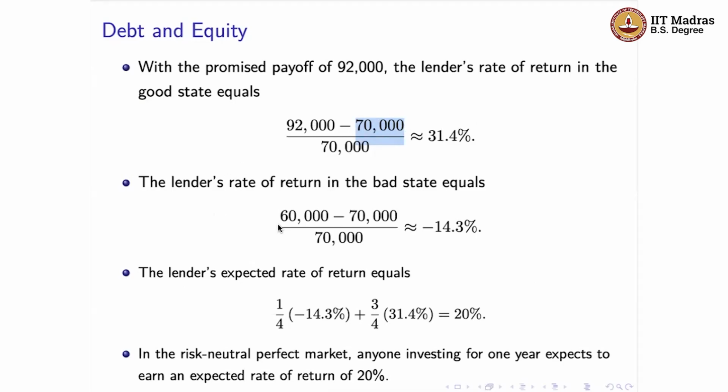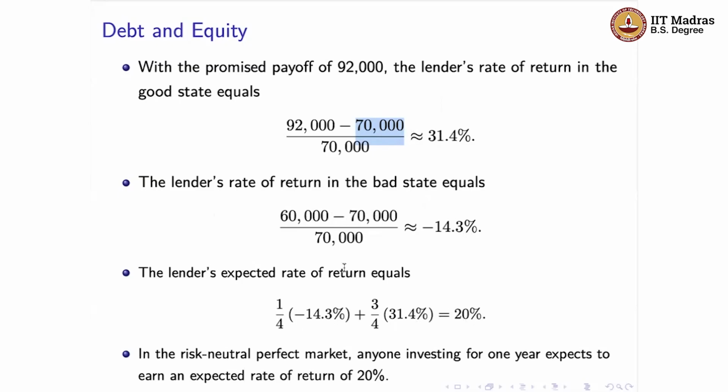In the bad state, this project is going to be worth 60,000 from the bank's perspective. And therefore, the rate of return is 60,000 minus 70,000 divided by 70,000, or minus 14.3%. Now, if you weigh these rates of return with the probability of these different states occurring, you can see that this is exactly equal to 20%, right?